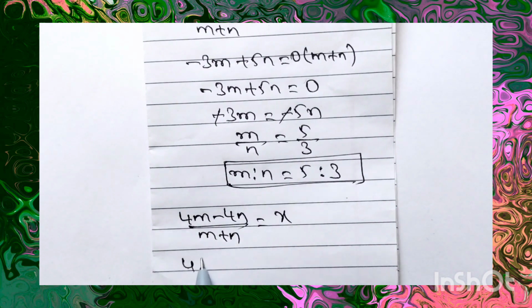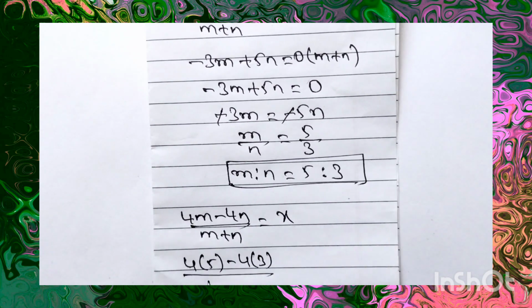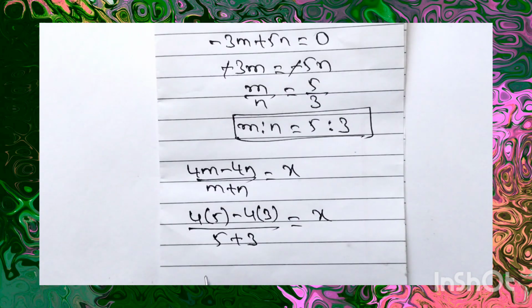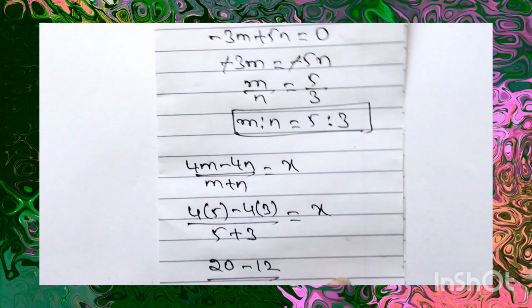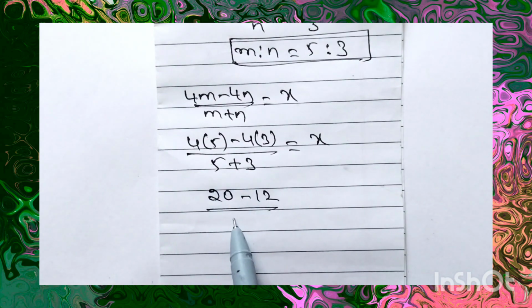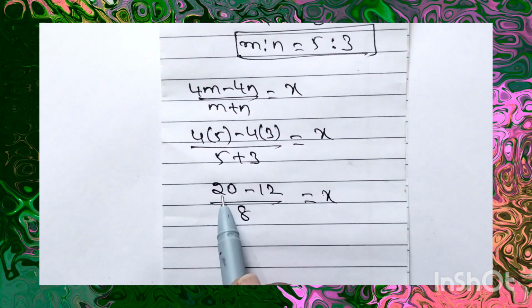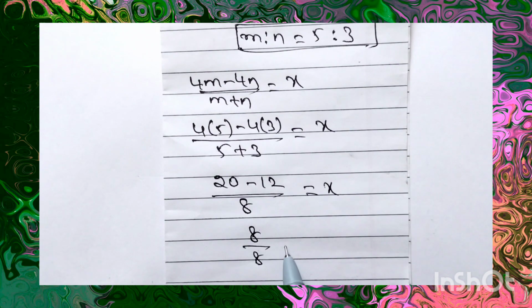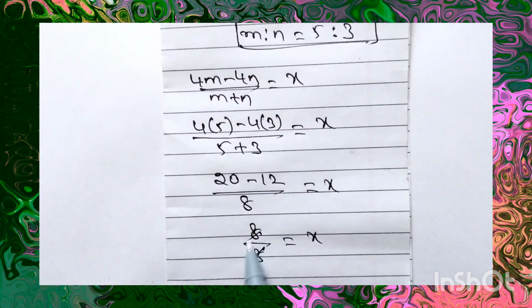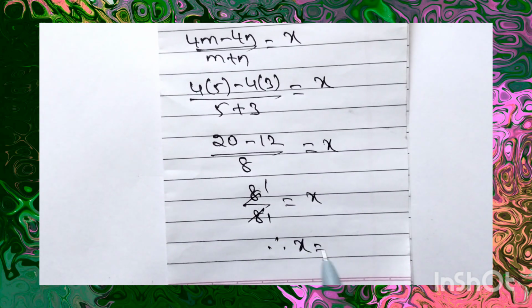Now 4m, that is, m is 5, minus 4n, n is 3, divided by m plus n, which means 5 plus 3, which is equal to 8. 5 4s are 20, 4 3s are 12, divided by 5 plus 3 which becomes 8, which is equal to x. So 20 minus 12 is 8 divided by 8 which is equal to x. Therefore, the value of x is equal to 1.